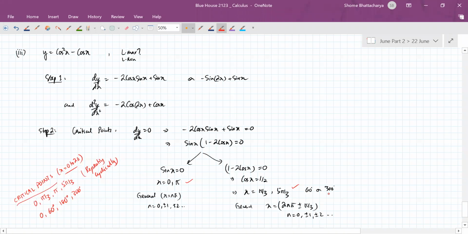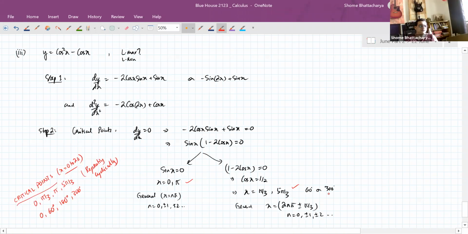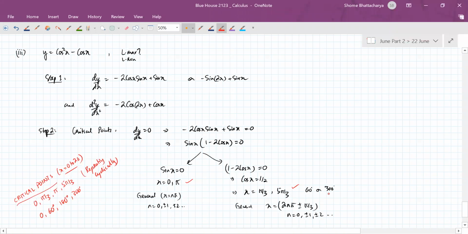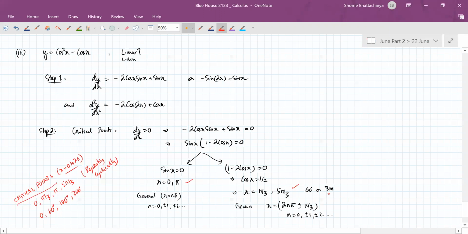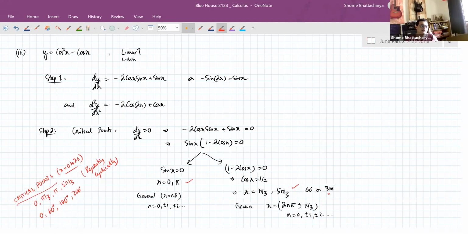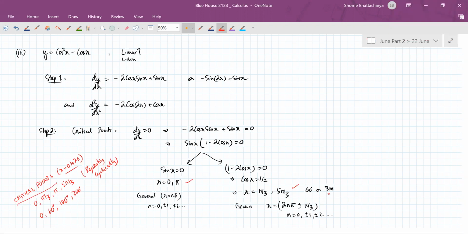So to find the local maxima and minima, we just need to do the analysis for these 4 critical points, because this is what is happening between 0 and 2 pi. Now the same thing will repeat between 2 pi and 4 pi, then between 4 pi and 6 pi, or on the negative side between minus 2 pi and 0, or between minus 4 pi and minus 2 pi. So we don't need to analyze the infinite points. We just need to analyze one cycle.